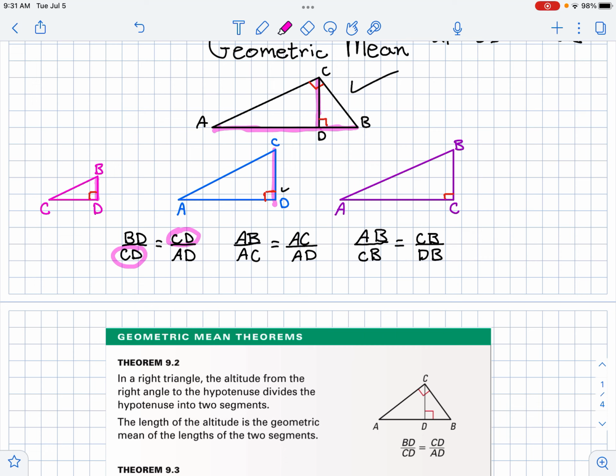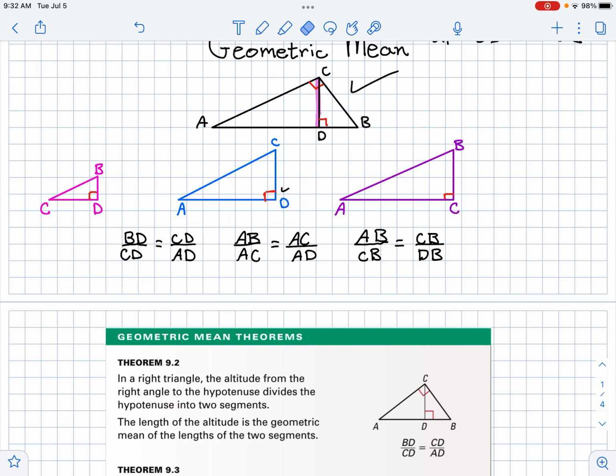The altitude came up from AB and it divided AB, the hypotenuse of that original triangle, into two segments. And here's the thing: that altitude is the geometric mean of those two segments. Here's AD, and here is BD. The altitude is the geometric mean. So that's something we want to take note of. That's what that altitude did.